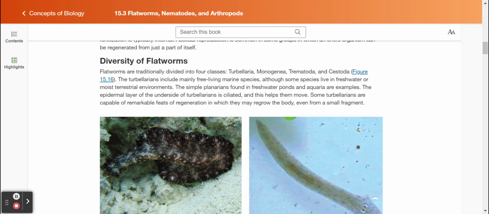Diversity of flatworms. Flatworms are traditionally divided into 4 classes: Turbellaria, Monogenea, Trematoda, and Cestoda. The turbellarians include many free-living marine species, although some species live in freshwater or moist terrestrial environments. The simple planarians found in freshwater ponds and aquaria are examples. The epidermal layer of the underside of turbellarians is ciliated, and this helps them move. Some turbellarians are capable of remarkable feats of regeneration, in which they may regrow the body even from a small fragment.